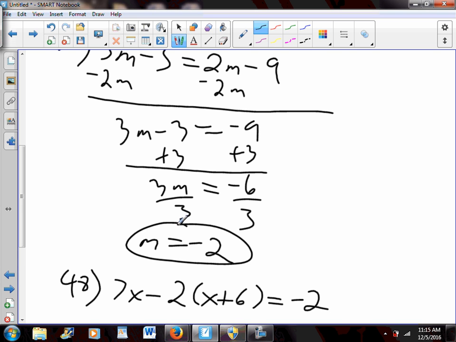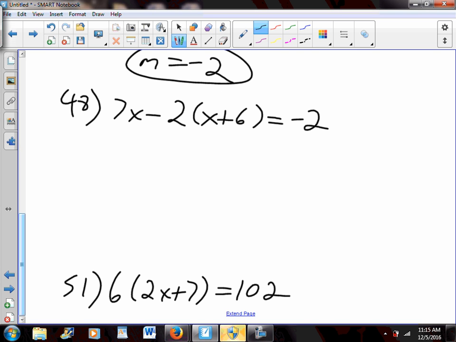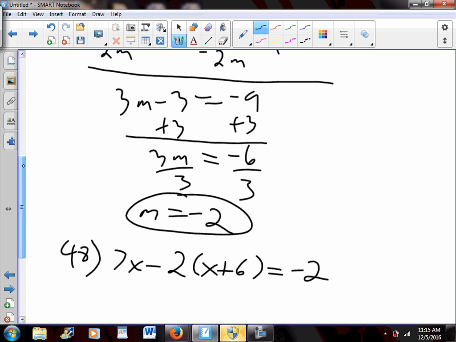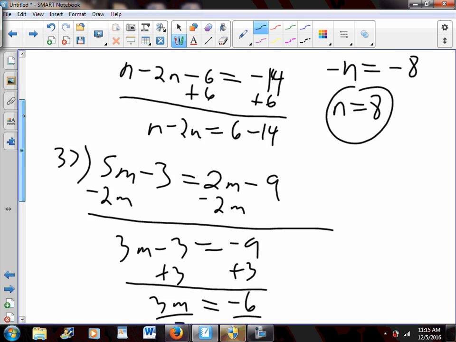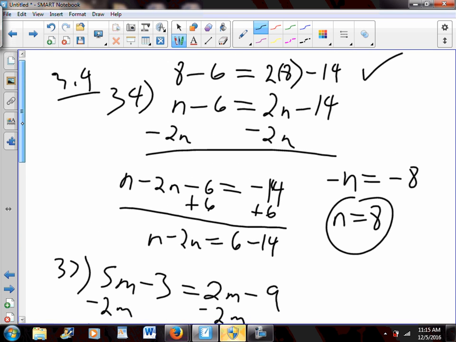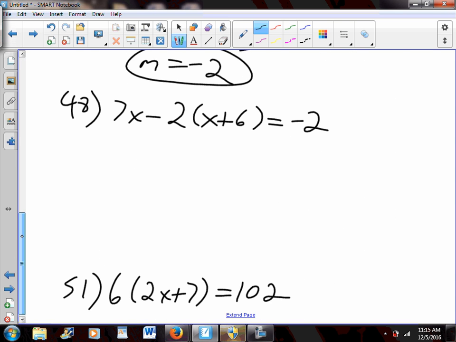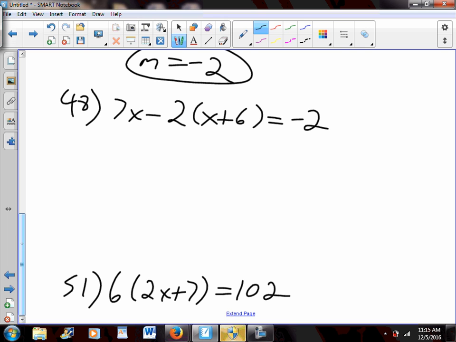Smart board can't keep up with me. All right, we're using our distributive property. These 2 problems are in the last section of this chapter. Those ones we just did were 3-4. We're into 3-5. We're into the last section here with problem 48. This is as hard as it gets.